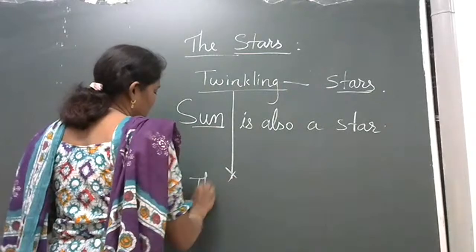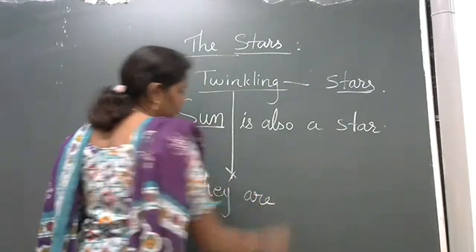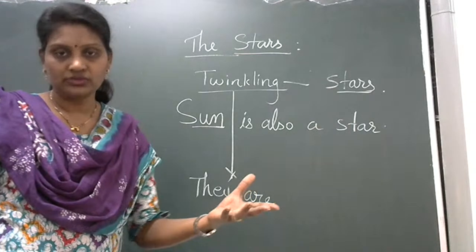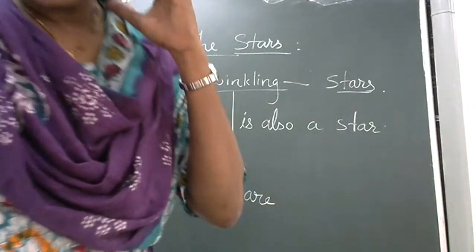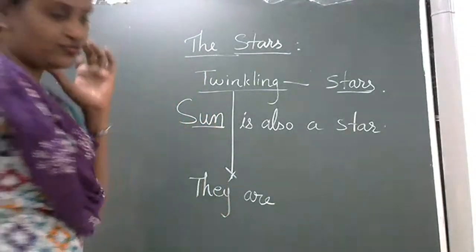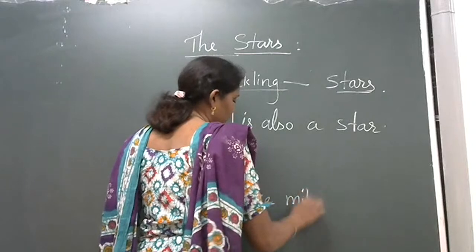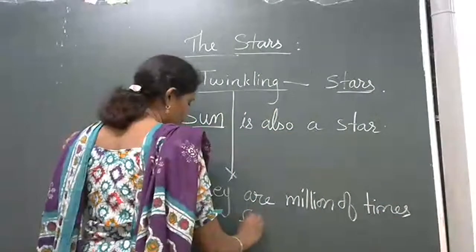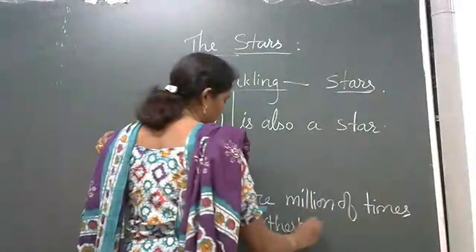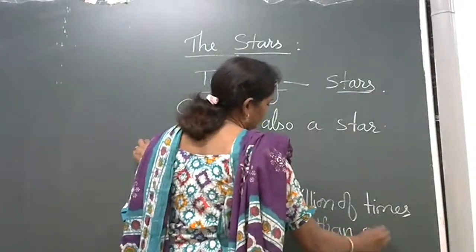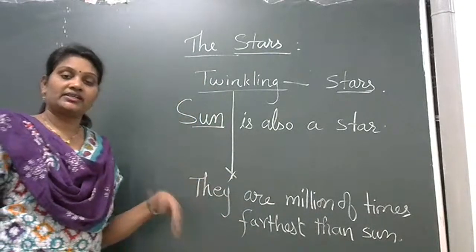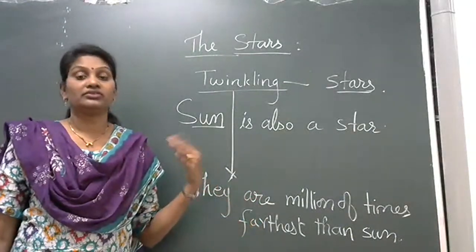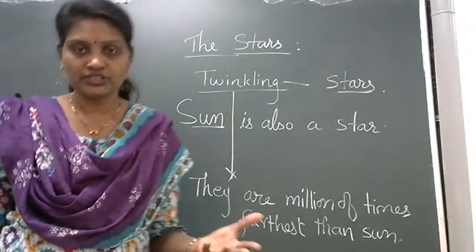Because they are many times farther away from us than the Sun. They are millions of times farther than the Sun. Sun se kahin million times ye stars humse dur hain. Understood?